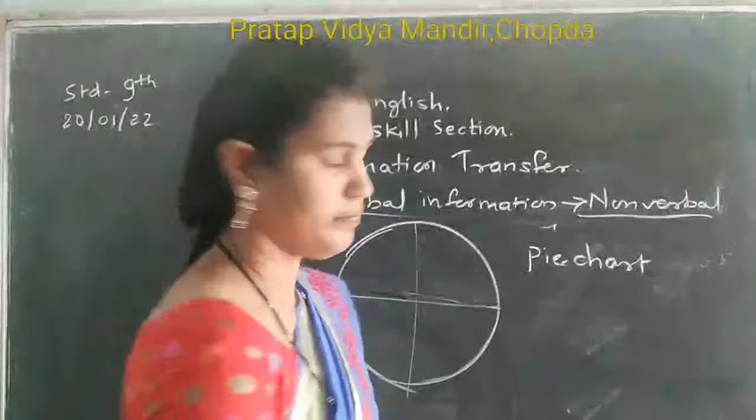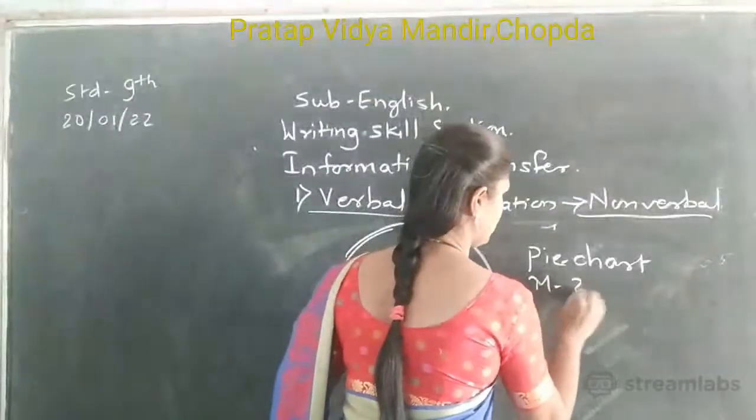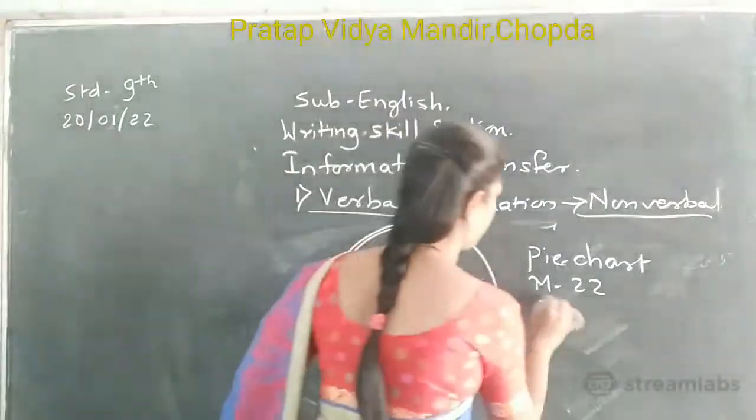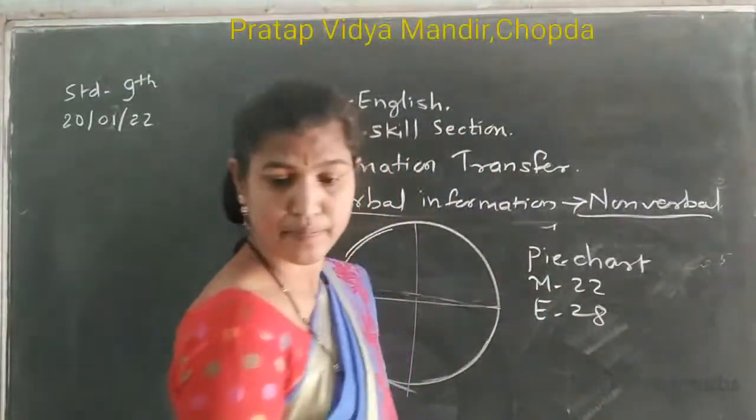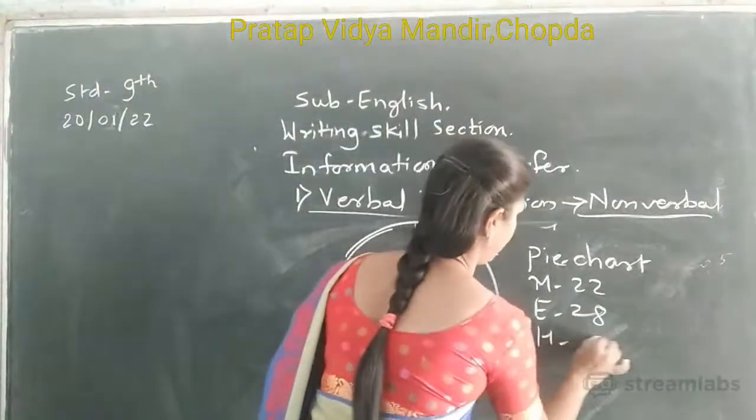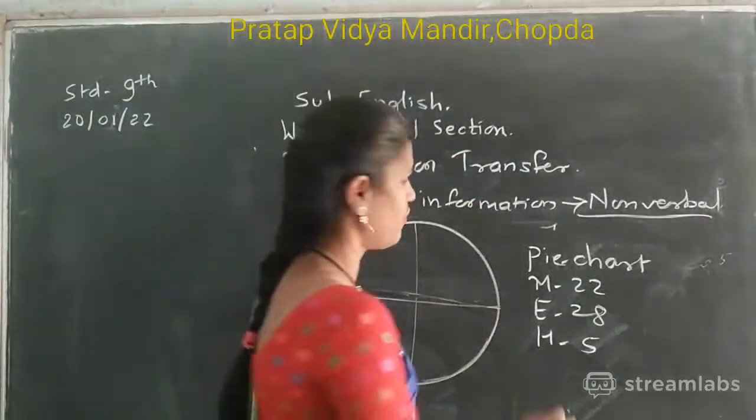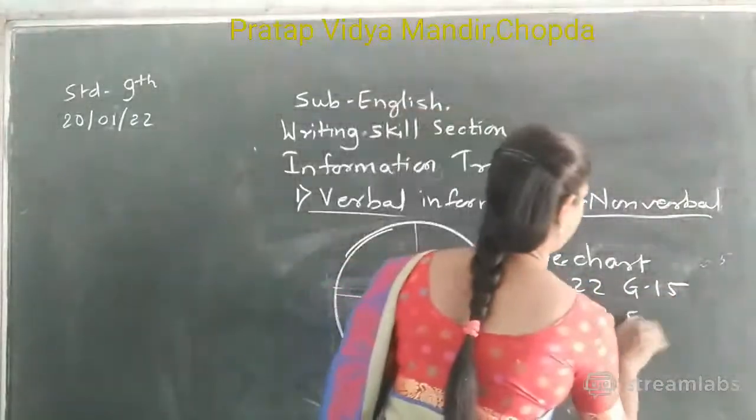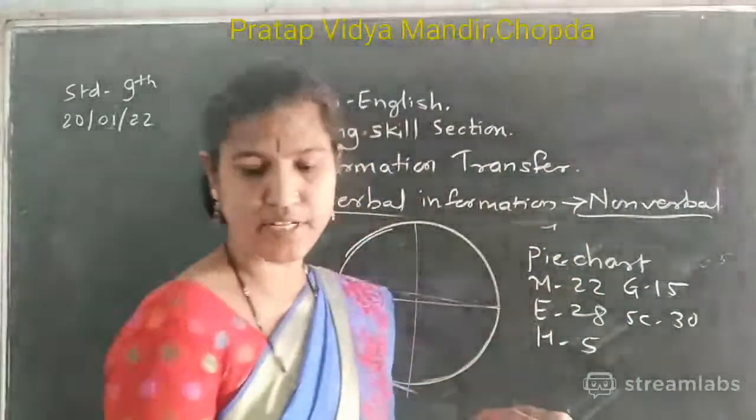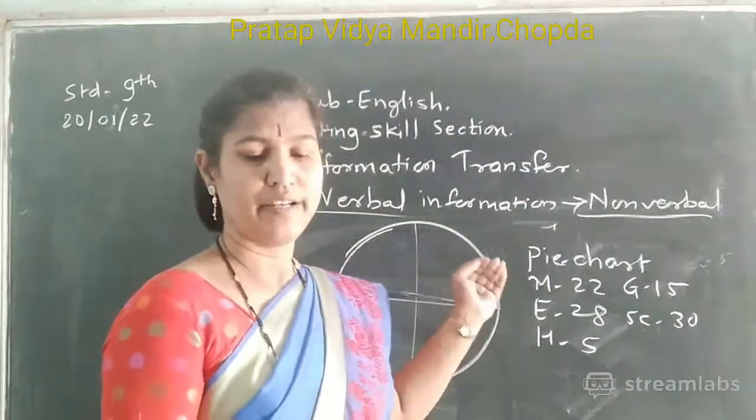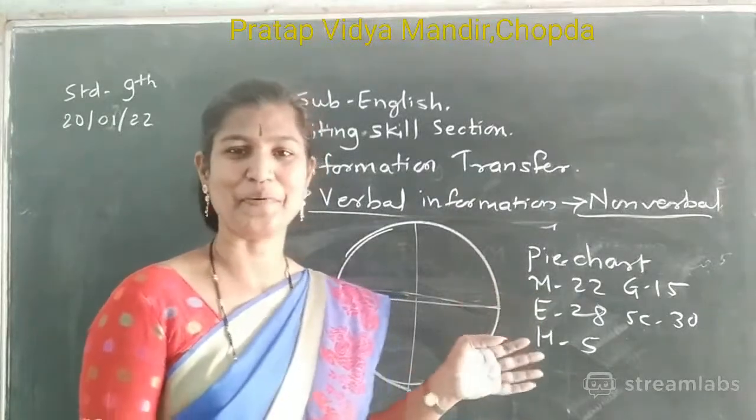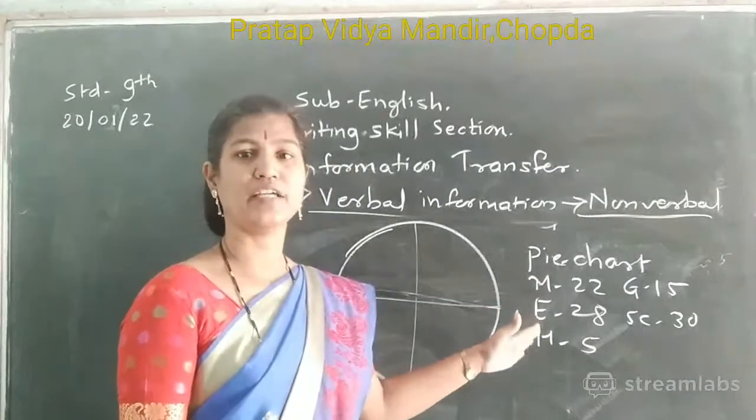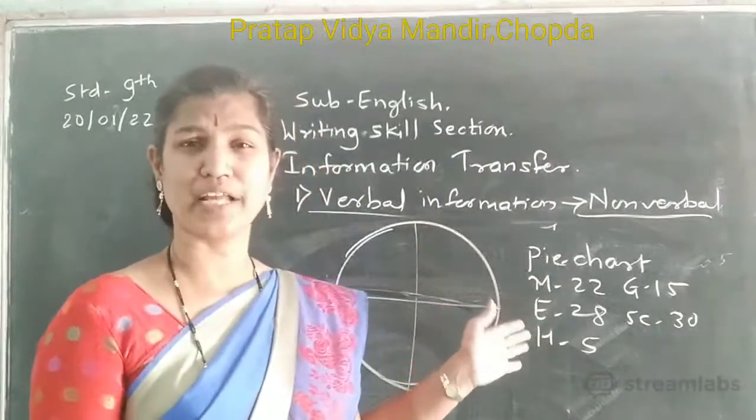Let us see here the information. Marks in math, passing percentage in maths 22%, English 28%, history 5%, geography 15%, and science 30%. So we have been given information of the students who failed in the exam. Okay, so here we have been given figures. I think you can read it easily.